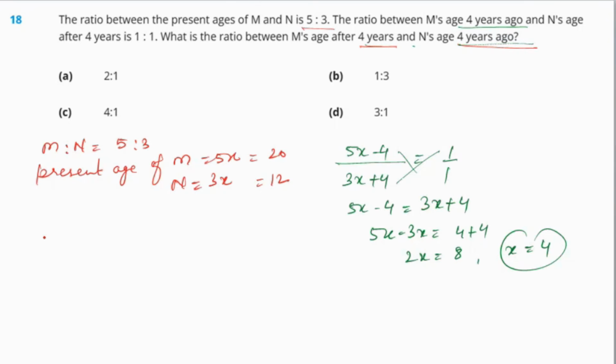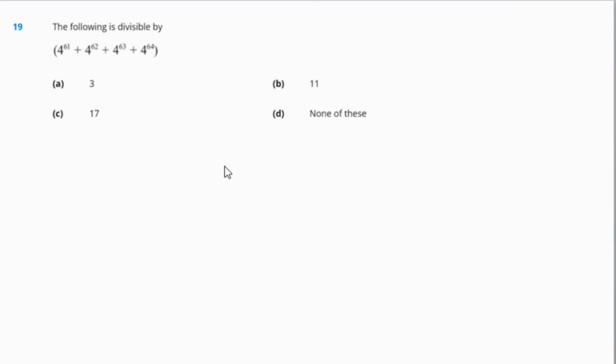So after 4 years, it will be 20 plus 4, which becomes 24. And N's age 4 years ago becomes 12 minus 4, which is 8. And the ratio we are going to get will be 3 by 1, which means 3:1. So option D is going to be the correct answer.